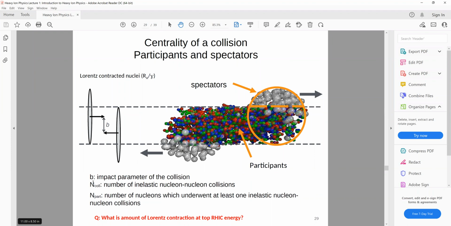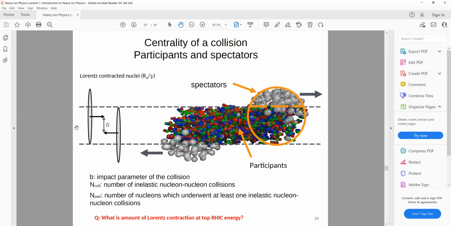This is if we consider the collision of identical nuclei; if they are not identical, then it will be RA plus RB, the sum of the radii of the two nuclei. This will be clear if you look at this picture. So B is called the impact parameter of the collision.